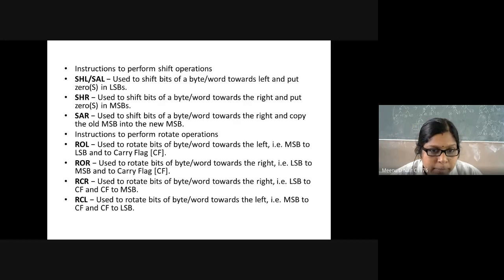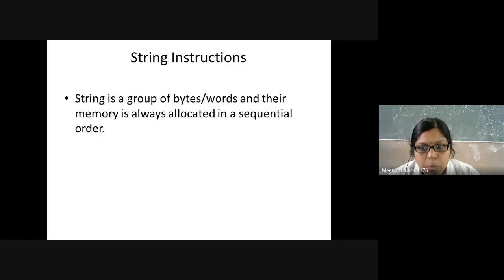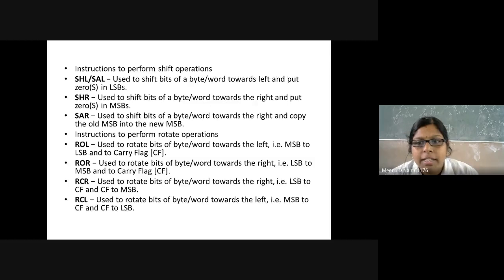MSB to LSB and to carry flag. Whatever is there in the MSB is moving to the carry flag. Also, MSB is moving to the LSB. If you have D0 here, D1 here, D2, D3, D4, D5, D6, D7, it will be like that only. So what is happening? It is moving towards left.